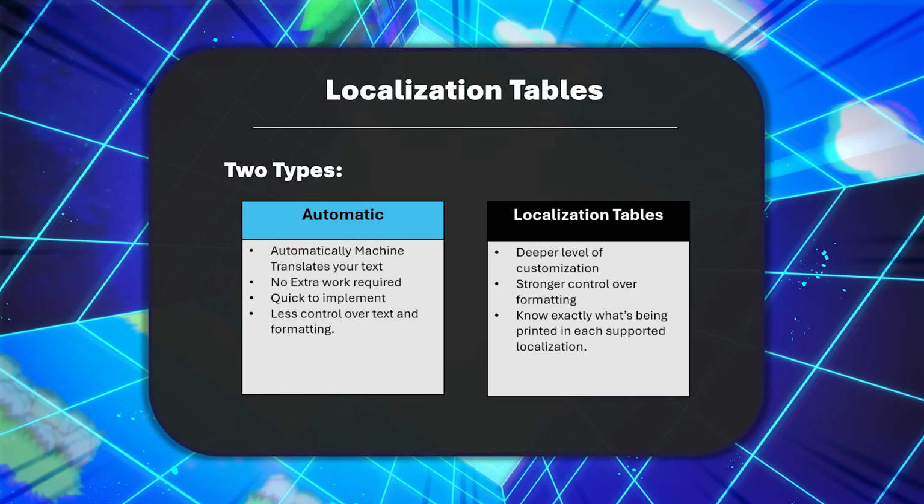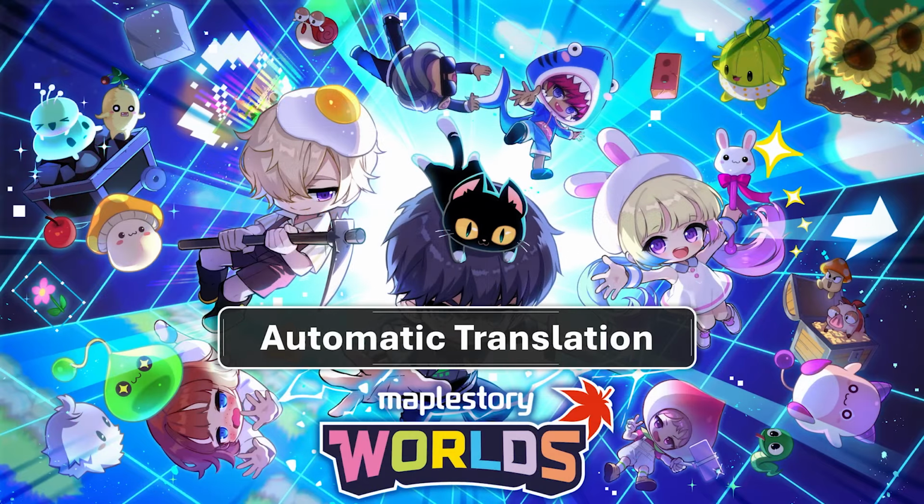Localization tables, on the other hand, are a lot more manual. So you have a deeper level of customization, and you're specifically translating all the text and you're retrieving the text in the corresponding languages. So there's stronger control over formatting because you implemented tables yourself. So you know exactly what's going on and you know exactly what's going to be displayed inside of your text. So let's review how automatic translation works.